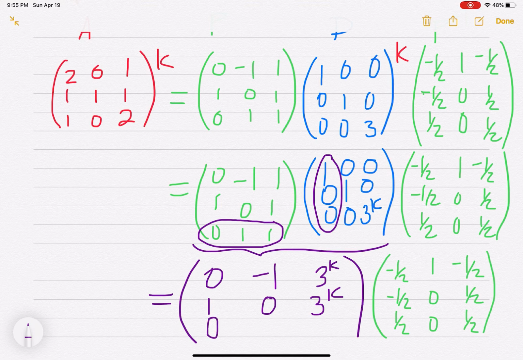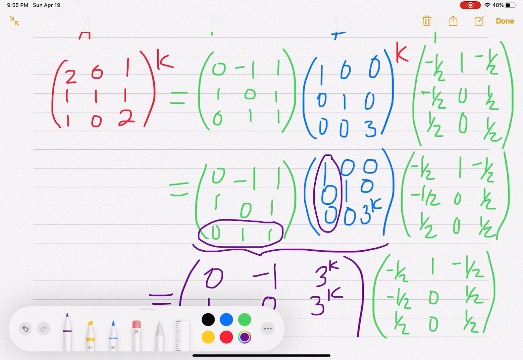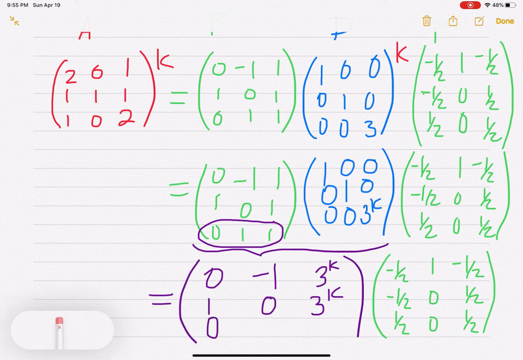All right, third row, what, second column? Ouch, my back. 0 times 0 is 0, plus 1 times 1 is 1, plus 1 times 0 is 0. So I get a 1 there.